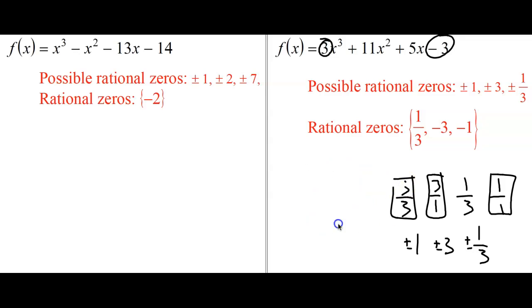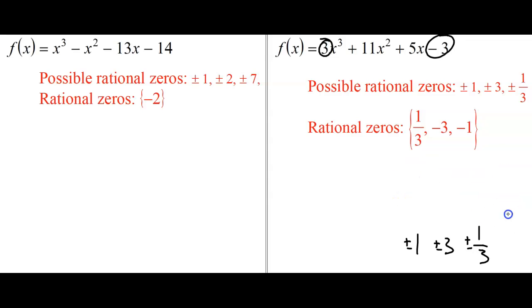Then you have to go through the work of plugging in all 6 of those possibilities into your original equation to see which ones actually end up making 0. And it turns out the ones that will make 0 are -1, -3, and 1/3.